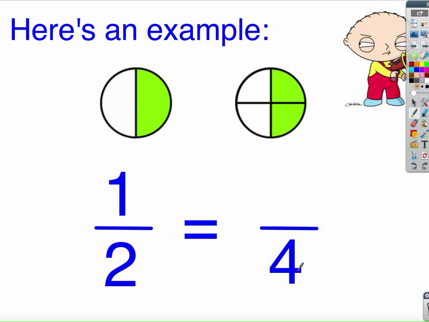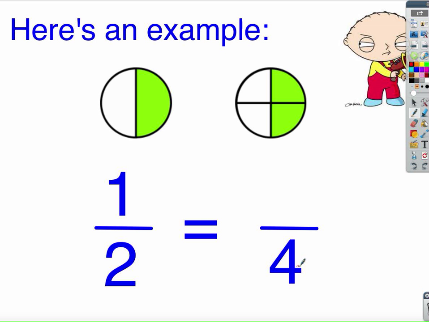So if you look at it, the denominator tells you how many pieces there are in the whole, whatever it is, pie, donut, whatever. And the numerator tells you how many that you're taking or how many that you're coloring. In this instance, we're coloring them green. So 1/2, we're trying to find an equivalent fraction with a denominator of 4.